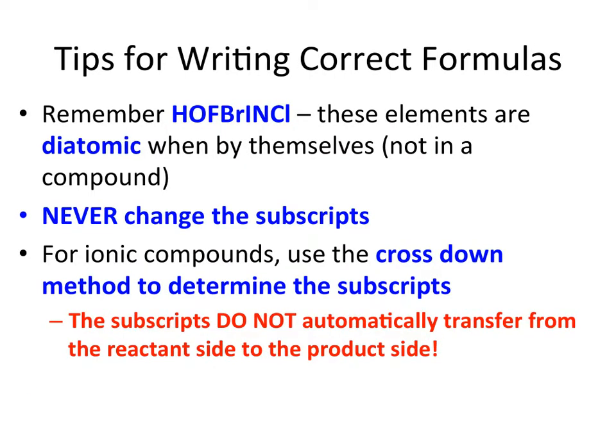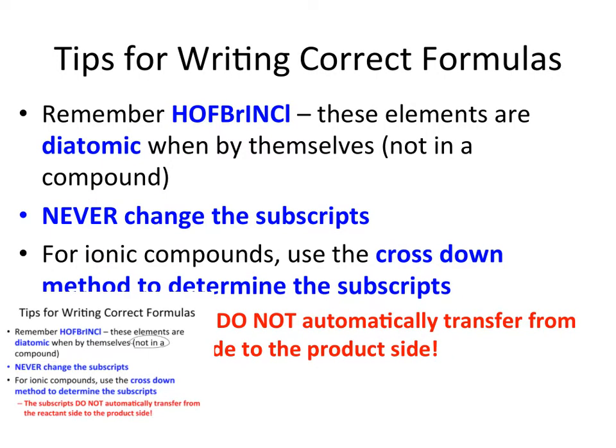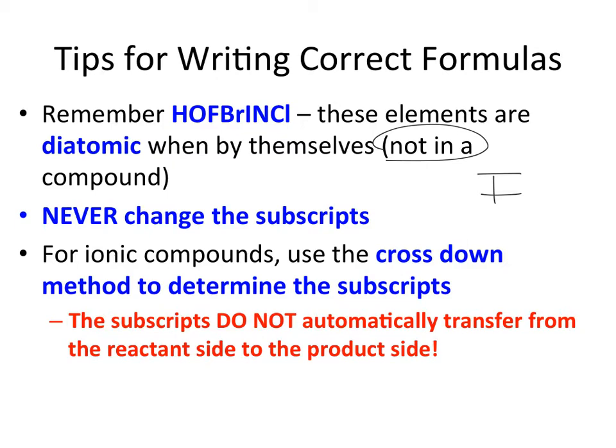Now, when it comes to writing the formulas, make sure that you are remembering if you have a diatomic molecule. So remember, anything that is part of the Hofbrinkel will be considered a diatomic molecule when by themselves, not when it's in a compound. Remember, when it's in a compound, you have to figure out what the charges are. So for example, when we have I by itself, it will be I2, but if it's HI, it will not be HI2, it will actually just be HI, because the charge for hydrogen is 1+, the charge for iodine is 1-, and we cross, we get HI.